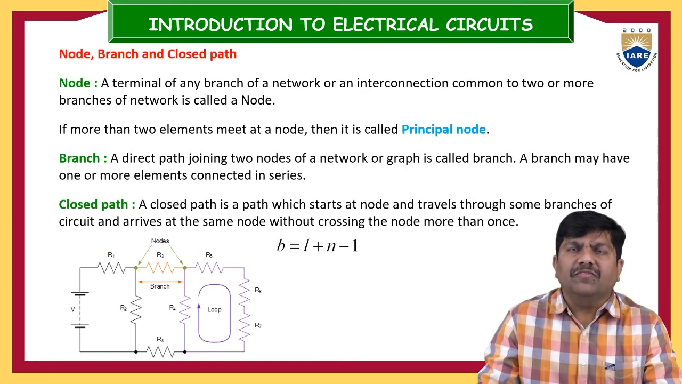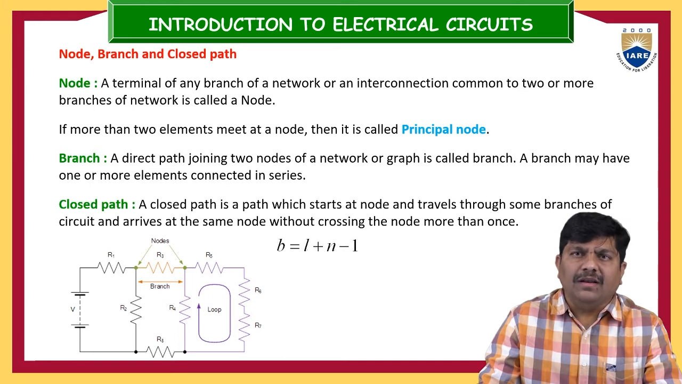So like this, we define what nodes are, what branches are, and what closed loop paths are. Now, I have given one simple example. In this one, we can mark where the nodes are. The nodes are clearly marked with green arrowheads, branches are represented with red arrowheads, and in violet color I have represented the loops. I hope this basic terminology is very clear to you all.